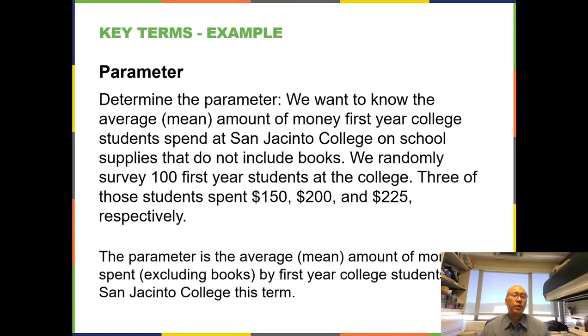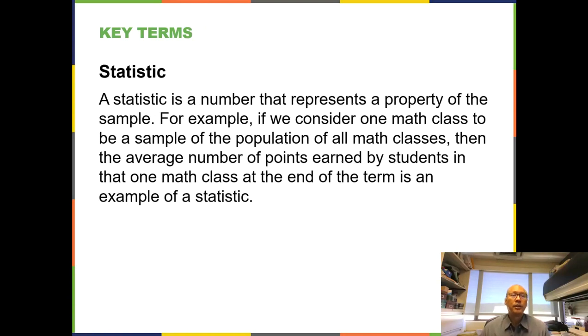And again, we may not know this number because we're only going to be collecting a small set of data, a sample. Now, if the number that describes the population is a parameter, we need to define something that would describe a property of a sample. And that is called a statistic.